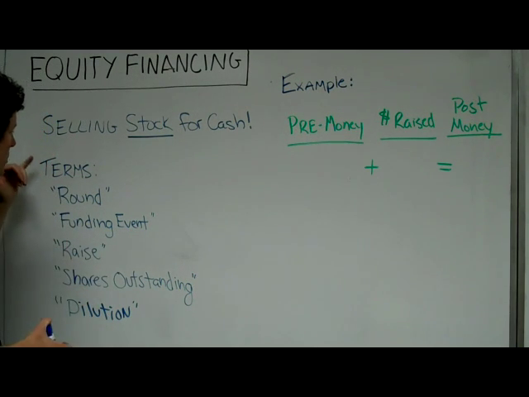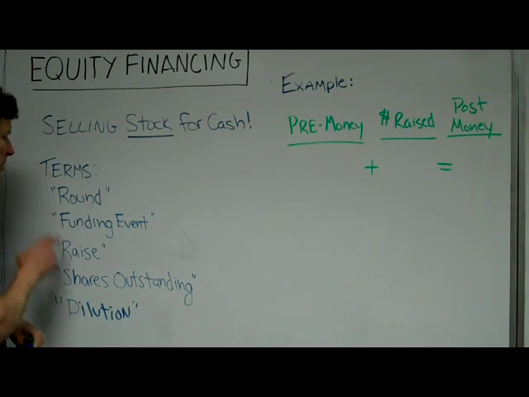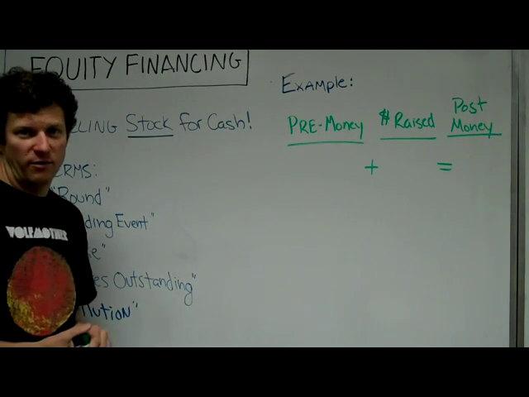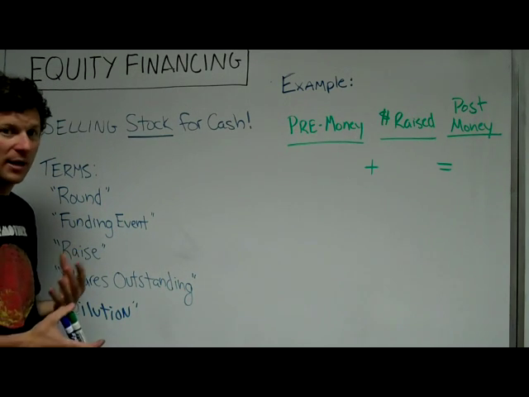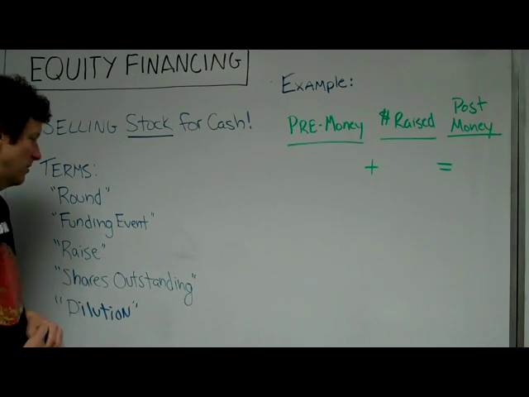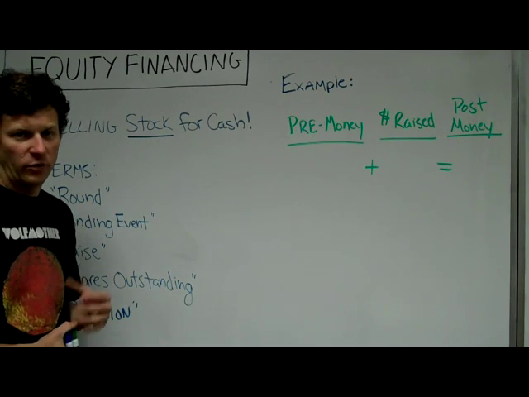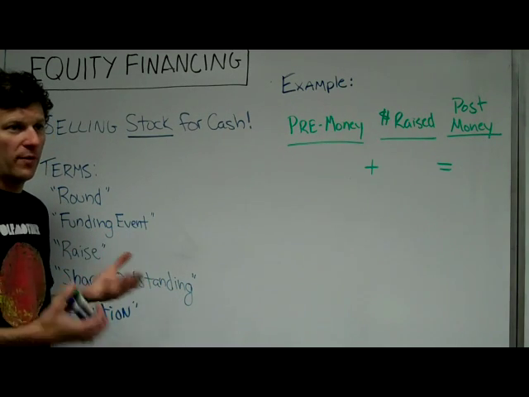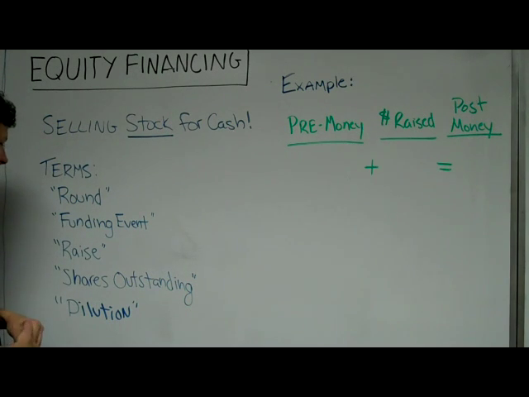These are some of the terms that you'll hear a lot around the subject of equity financing, and they're terms that you should understand. The first, you'll hear people say, we're going to do a round of financing. That simply means they're going to go through the process of selling some stock in exchange for money to investors. You might also call it a funding event, meaning there's an event that happens to the company where they raise some money. Often they're referring to equity financing when they say funding event.